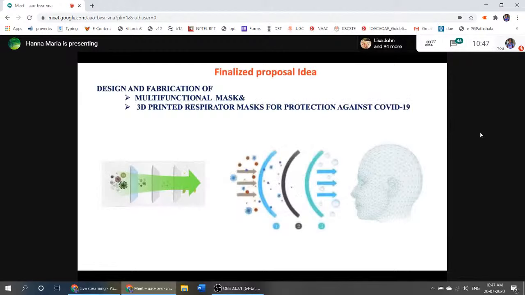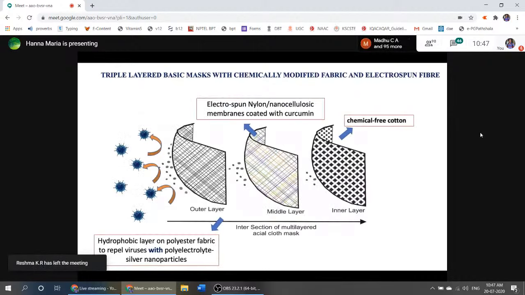You see, this is the summary of our program. Our mask is a three-layer mask. The outer layer is made of polyester, with an anti-adhesive coating, a polyelectrolyte coating. It can repel coronavirus. You see, this coronavirus could be repelled by this coating. You can see the coronavirus repelled by this coating.